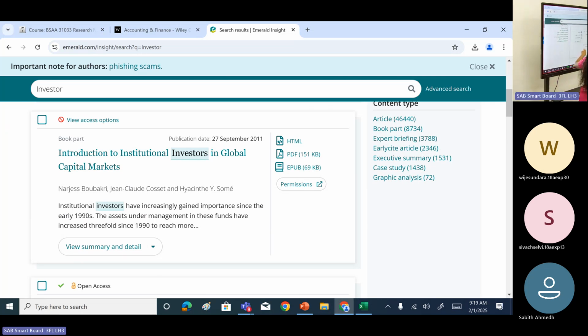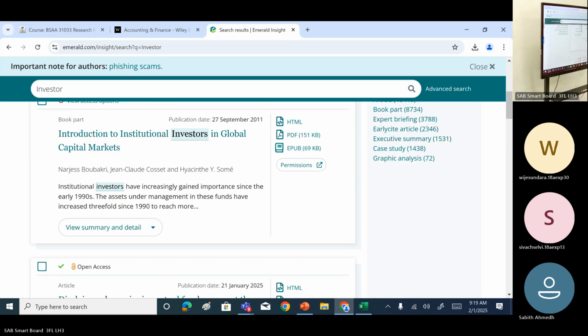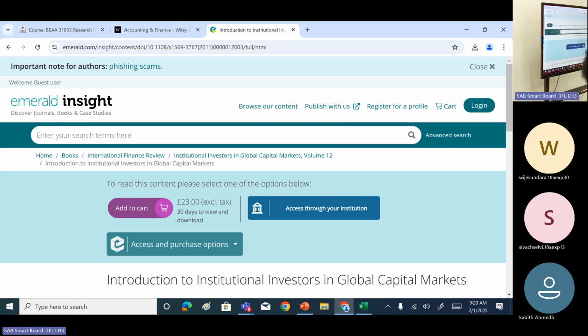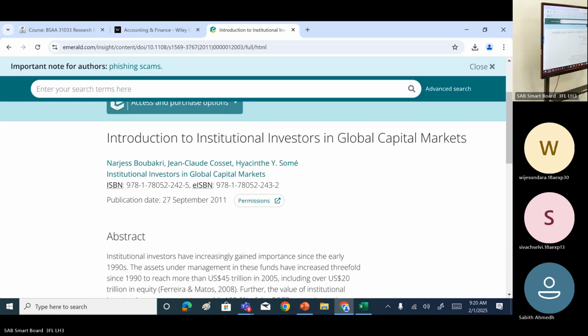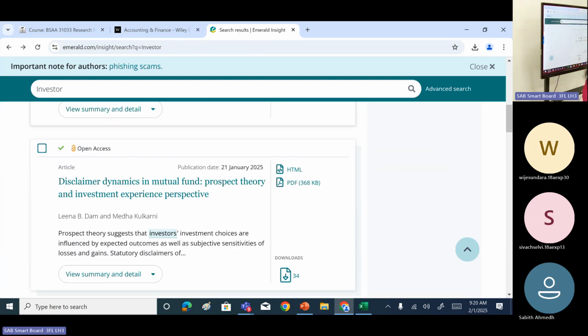I hope you got some results. See here, they are giving the book name, so the other is a book part. They are publishing it. What kind of article is this? It's a part of a book. See here, you don't have the access. If you don't have access, you have to remove it. But here, it has open access.